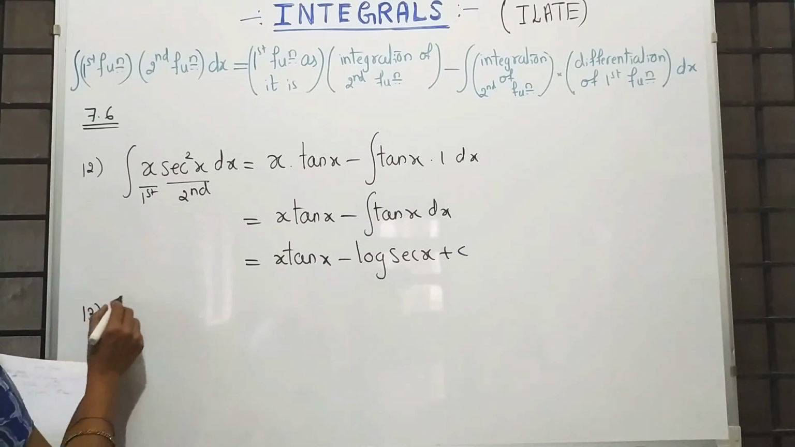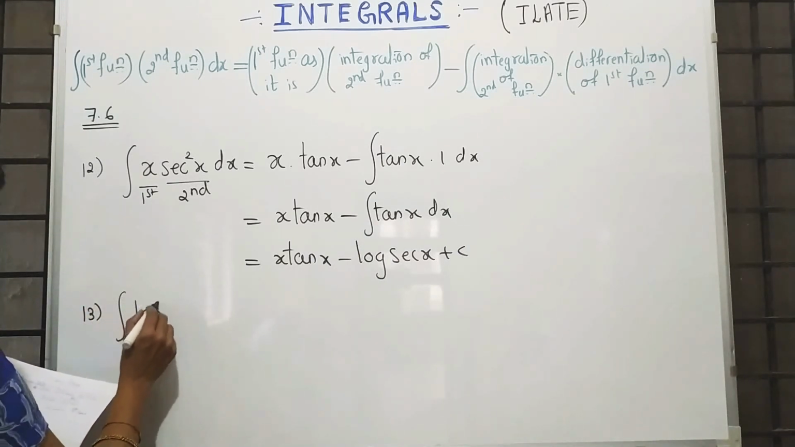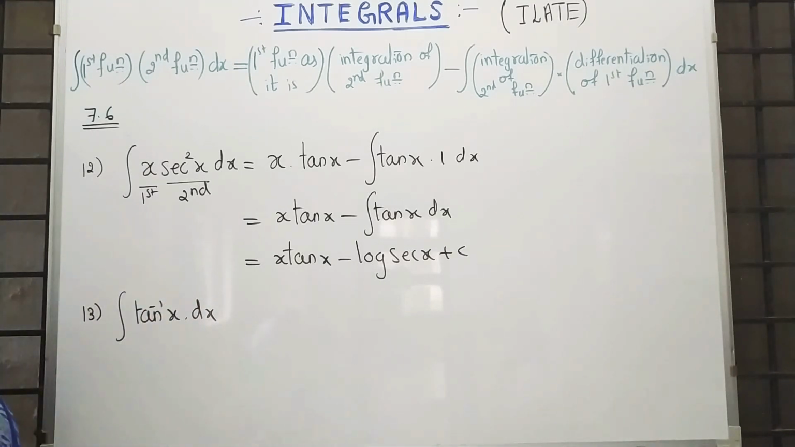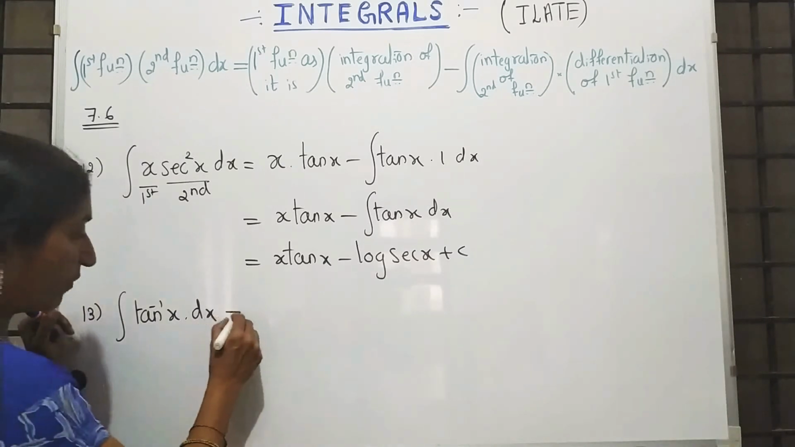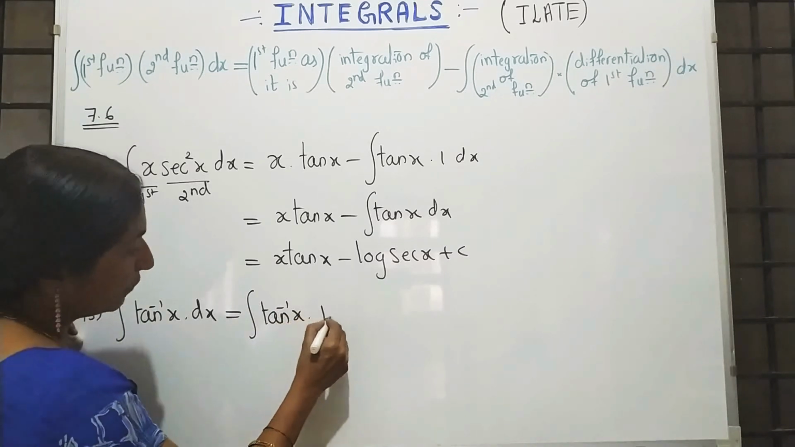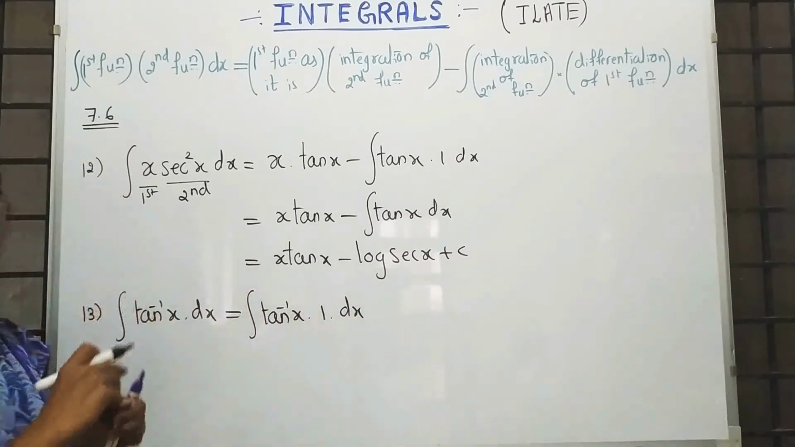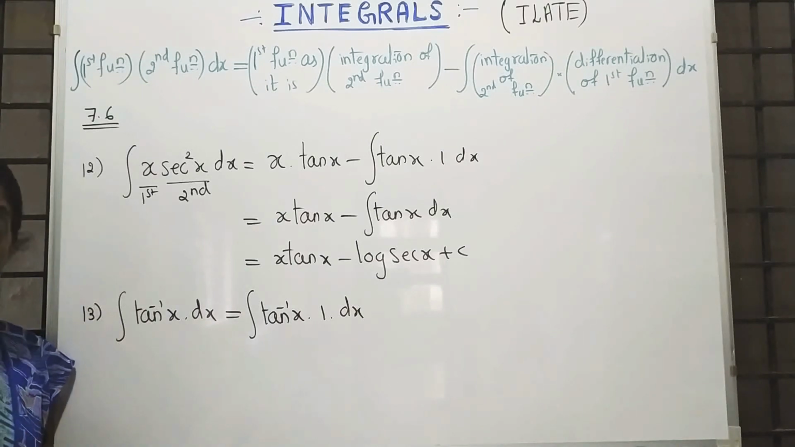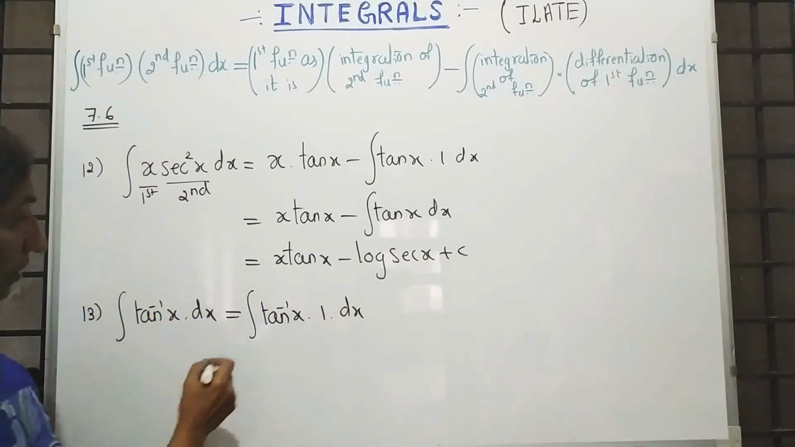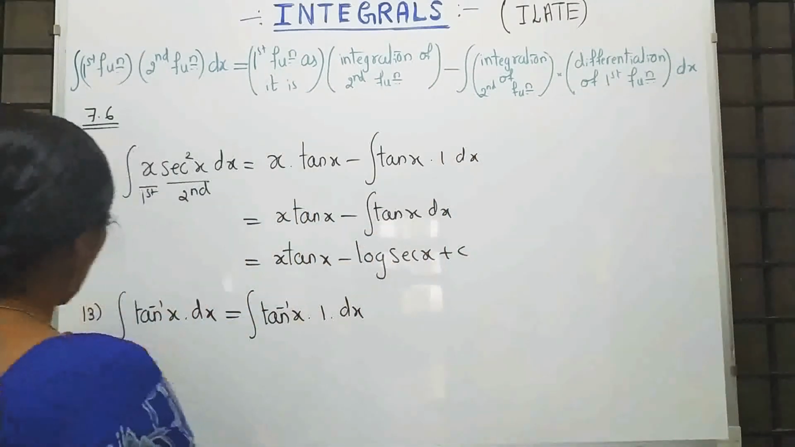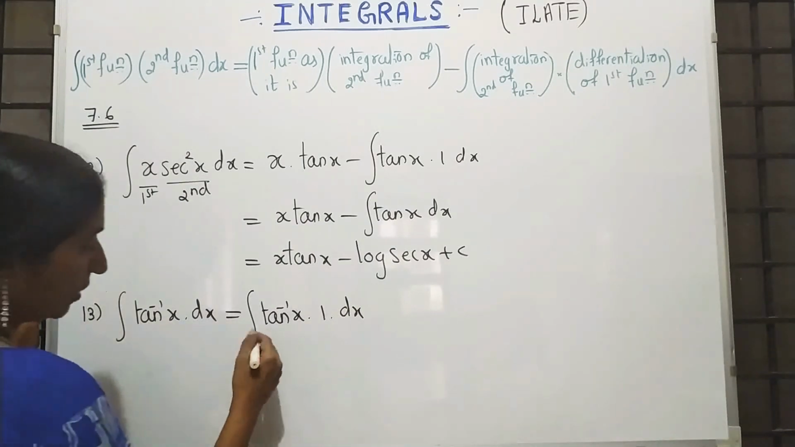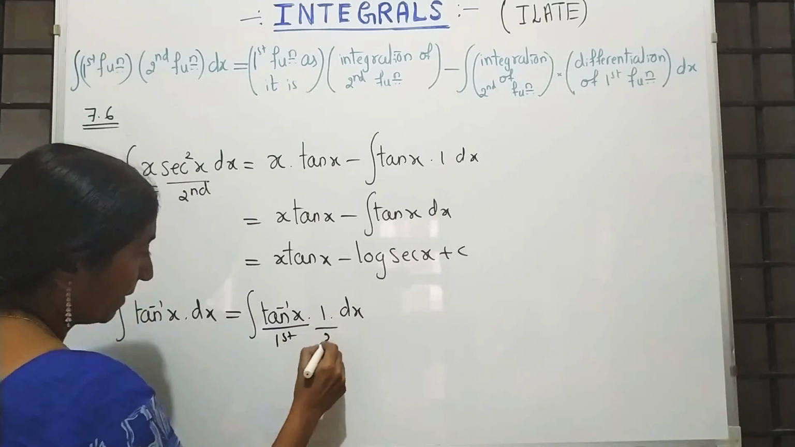Question number 13. Integration of tan inverse x into dx. Here we don't know the integration of tan inverse x, that's why we are rearranging. Tan inverse x we write as the first function and 1 as the second. Why is tan inverse x first? Because we don't know its integration, and we have to write the differentiation of the first function. So first function is tan inverse x, second is 1.